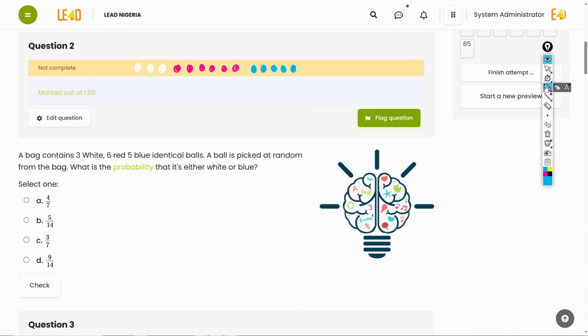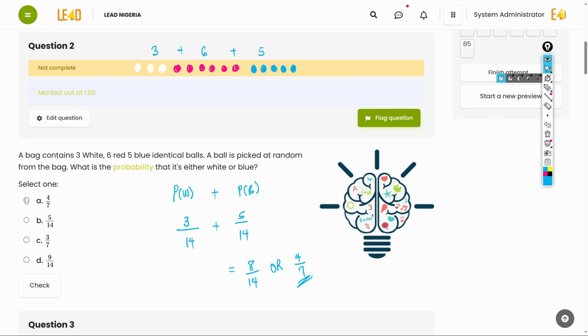A ball is picked at random from the bag. What's the probability that it is either white or blue? That will be the probability of it being white plus the probability of it being blue. The probability of it being white is 3 out of, let's add that up, 3 plus 6 plus 5, that's 14. So 3 out of 14, plus the probability of it being blue is 5 out of 14. So that will be 8 out of 14, or 4 out of 7.